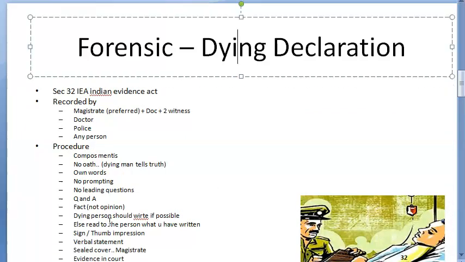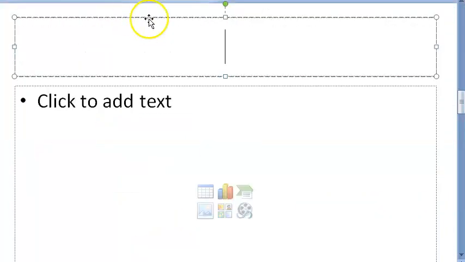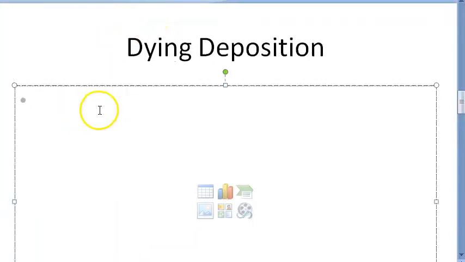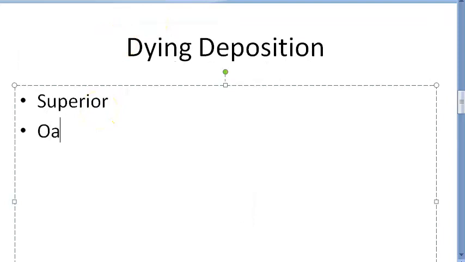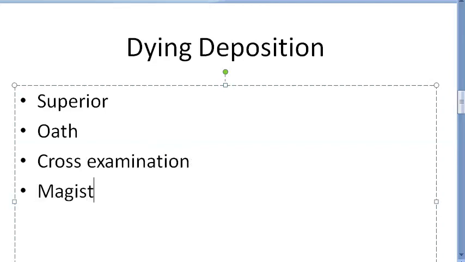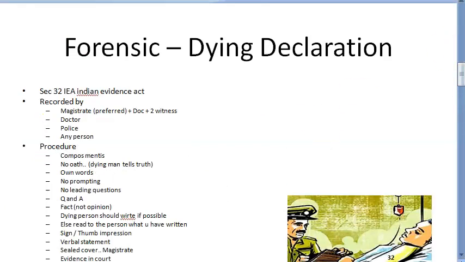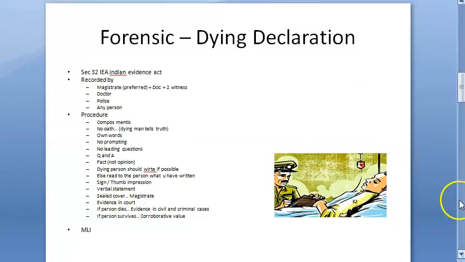Guys, this is a dying declaration. Remember, the dying deposition is much superior. Here an oath is administered to the person and cross-examination also happens, and this happens in front of a magistrate and a lawyer. So, the dying deposition is superior, remember. What you have studied so far was the dying declaration. This is not that superior because an oath is not administered.